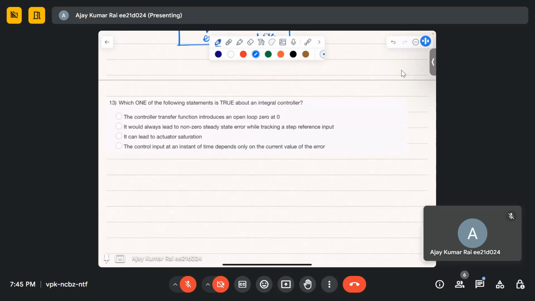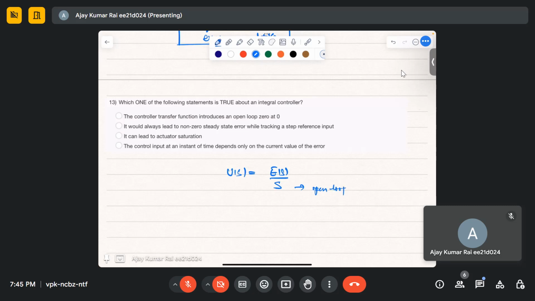Next question. Which one of the following statements is true about the integral controller? What is the integral controller? Its transfer function is K by s. The first option says the controller transfer function introduces an open loop 0 at 0. This is wrong because it has an open loop pole at the origin. I'll say origin, just not to get confused with 0.